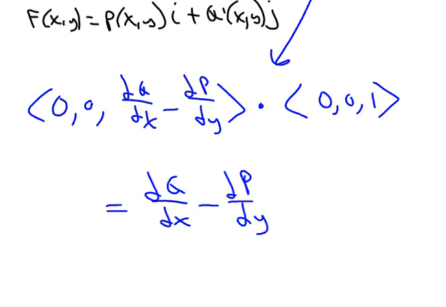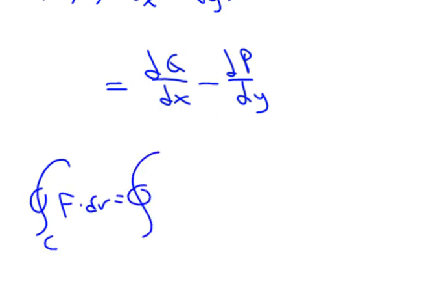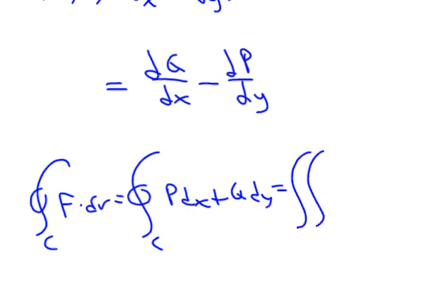So what does that tell us? It tells us we can write Green's theorem in a slightly different way. We can say that the line integral of f dot dr, which can also be written as the line integral around C of p dx plus q dy, is just equal to the double integral of the curl of f dot k dA.